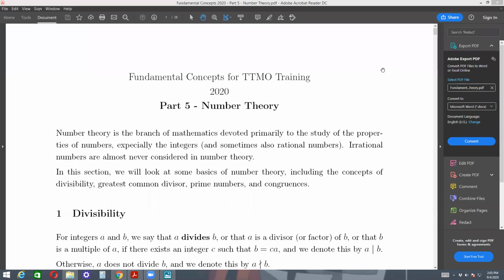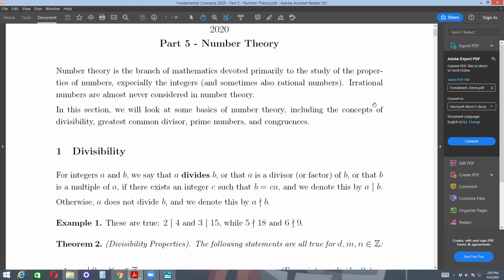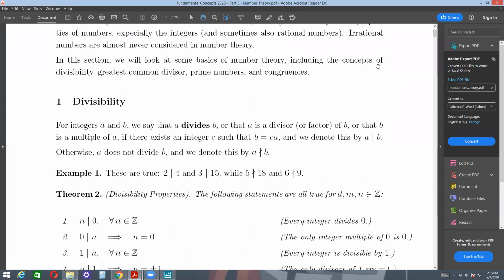Okay, so today's number theory. All right, we'll start looking at divisibility. So just the definition of divisibility to start with.